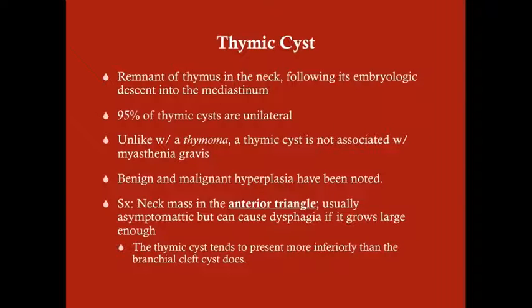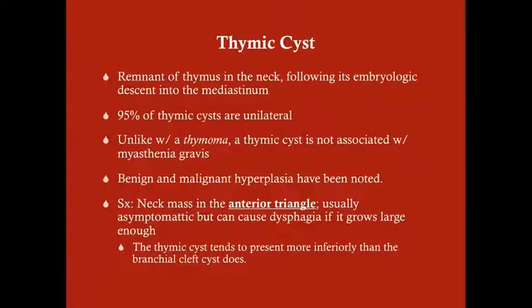The thymic cyst is a remnant of the thymus in the neck, and it follows its embryologic descent into the mediastinum. 95% are unilateral. Unlike a thymoma, which is a tumor of the thymus, a thymic cyst is not associated with myasthenia gravis. Benign and malignant hyperplasia have been noted, and that's why it's indicated that these be removed.